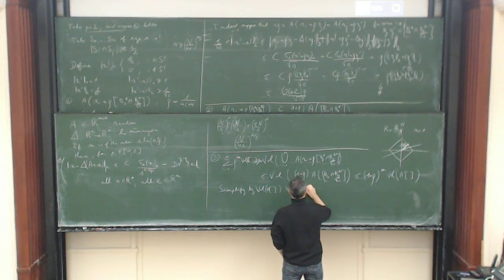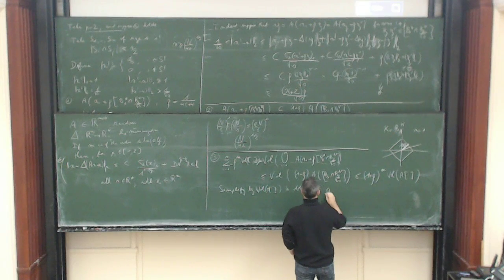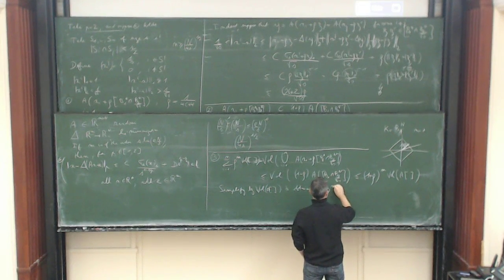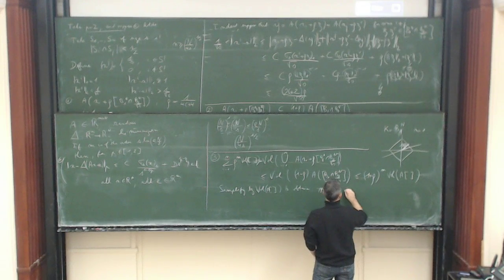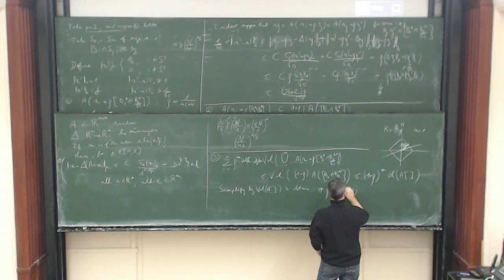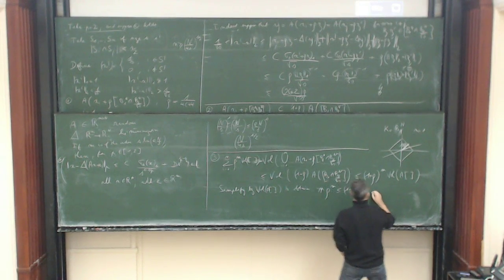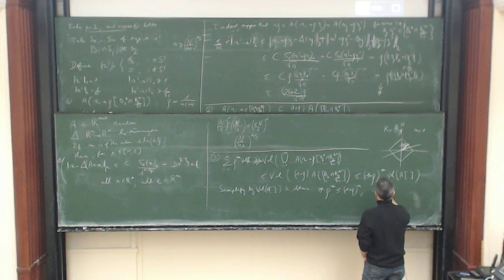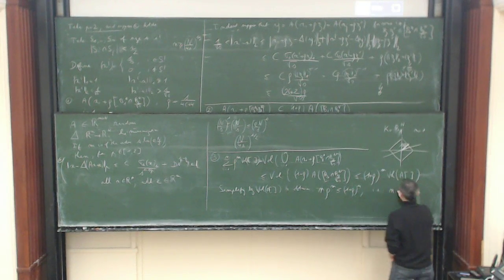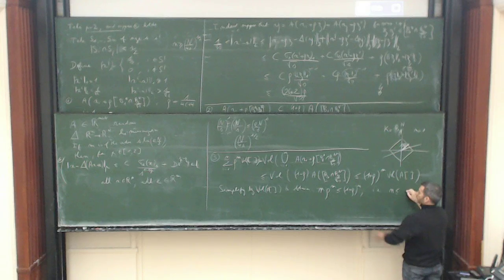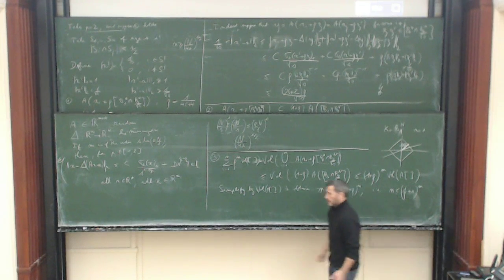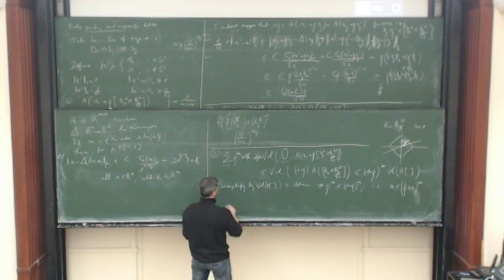So what do we obtain? We obtain that n times rho to the power m is smaller than 1 plus rho to the power m, or in other words, that n is smaller than, dividing by rho, 1 over rho plus 1 to the power m, and it remains to take the log.